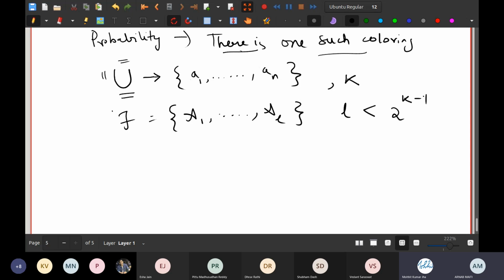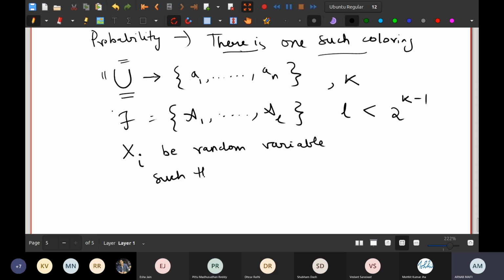Okay. So let's now define some random variable. So let xi be the random variable such that xi is equal to 1 when the subset Ai is monochromatic.